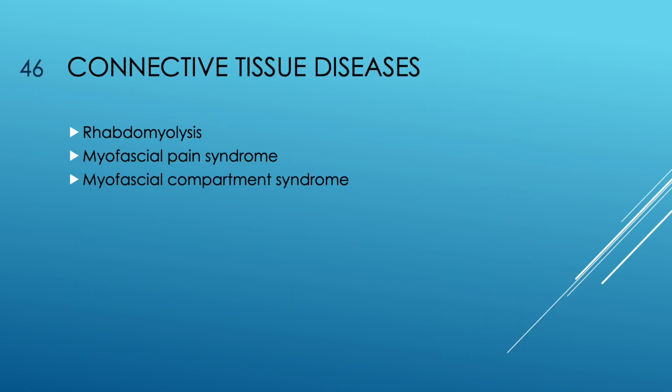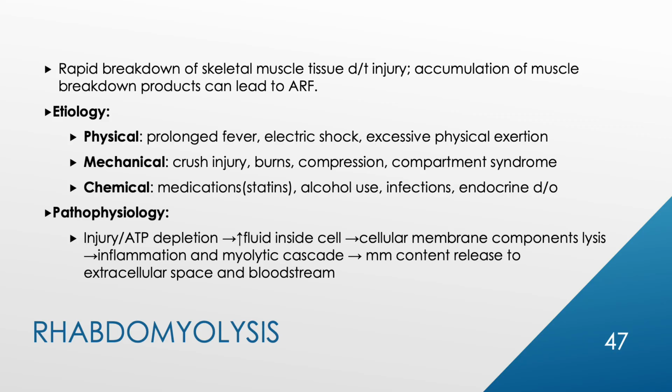Connective tissue disorders that we're going to discuss are rhabdomyolysis, myofascial pain syndrome, and myofascial compartment syndrome. Rhabdomyolysis is a rapid breakdown of skeletal muscle tissue due to injury. An accumulation of muscle breakdown products can lead to acute renal failure.